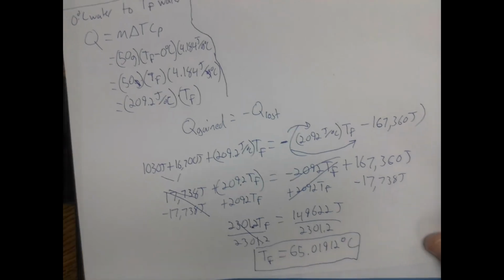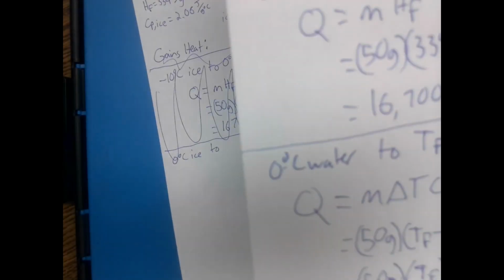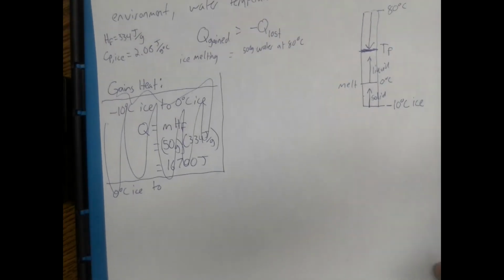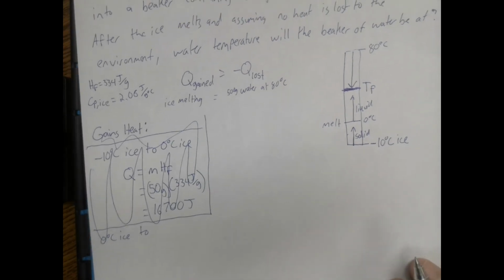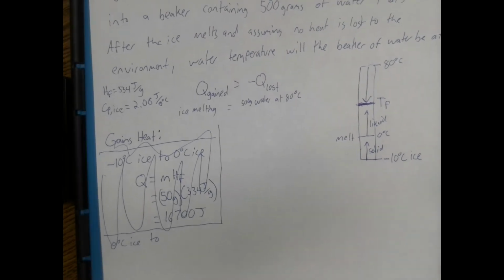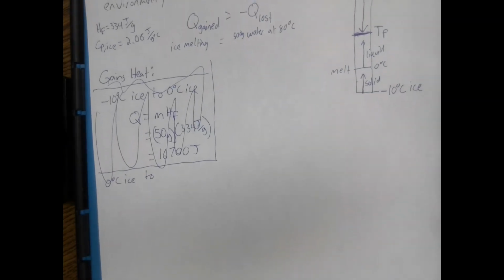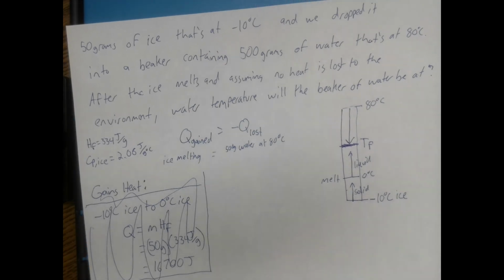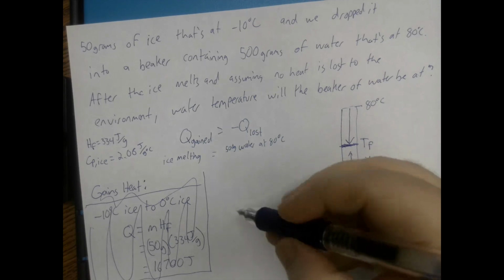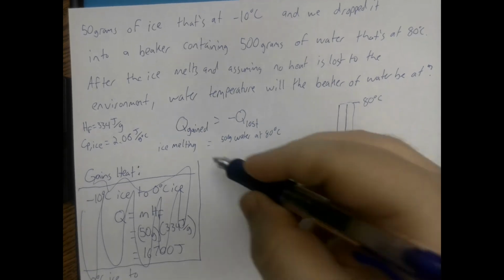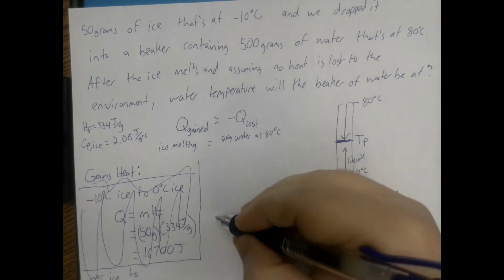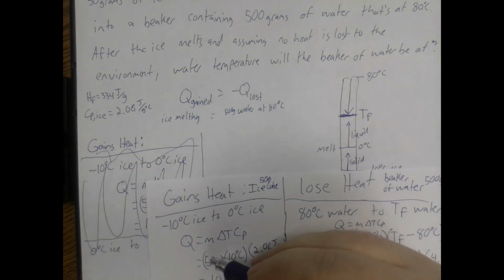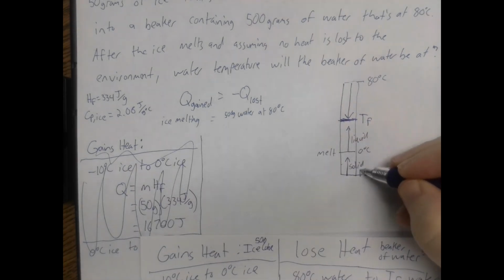If you want to be super quick on doing this, how I personally solve these problems is I do everything at once. So let's go back to the original problem. So original problem, Q gained. I would just begin writing it out. I'd start with this for the ice cube melting from here to here.